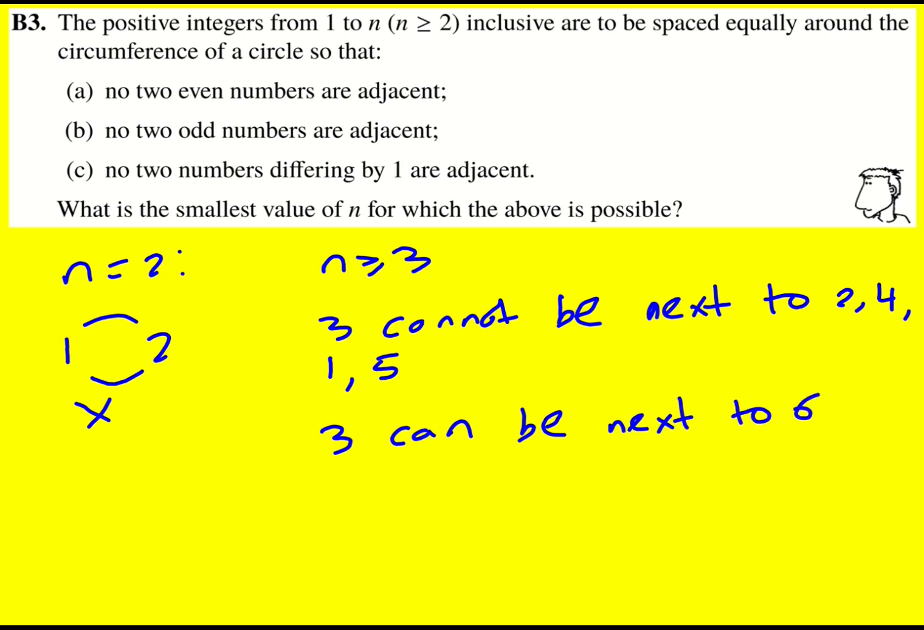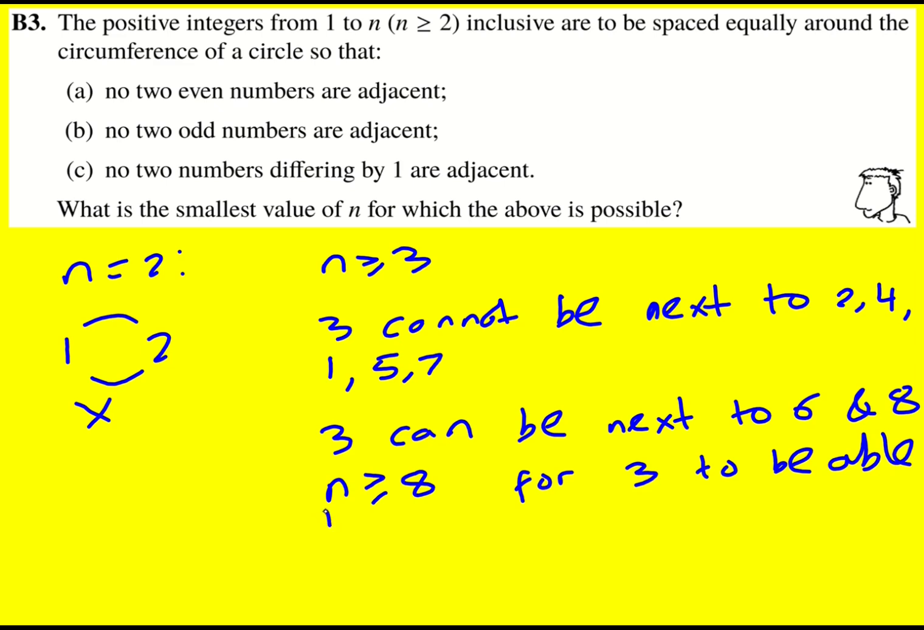But that's only 1. It has to be next to two numbers. It can't be next to 7 because it's odd. So it could be next to 8. And what this means is that n is actually going to have to be greater than 8 for 3 to be able to follow the rules.